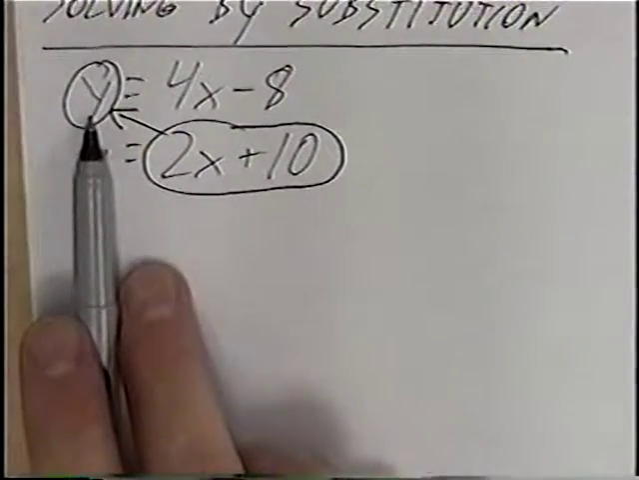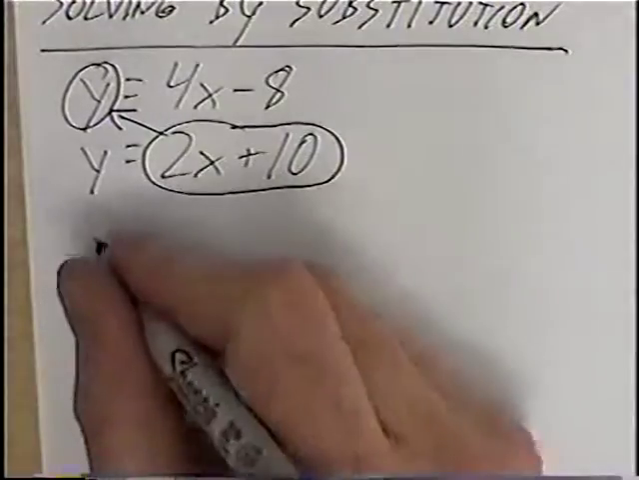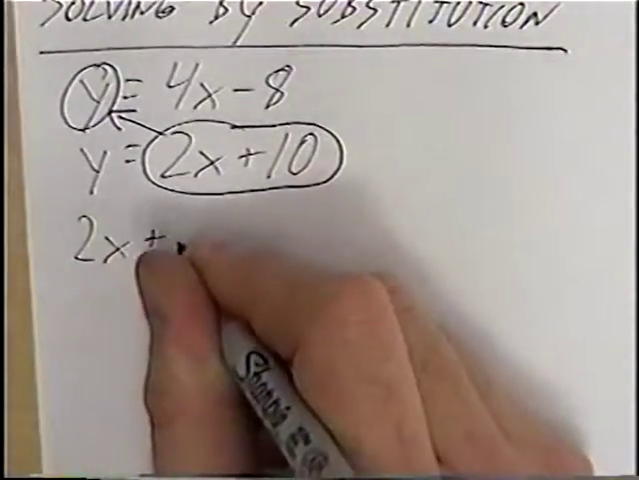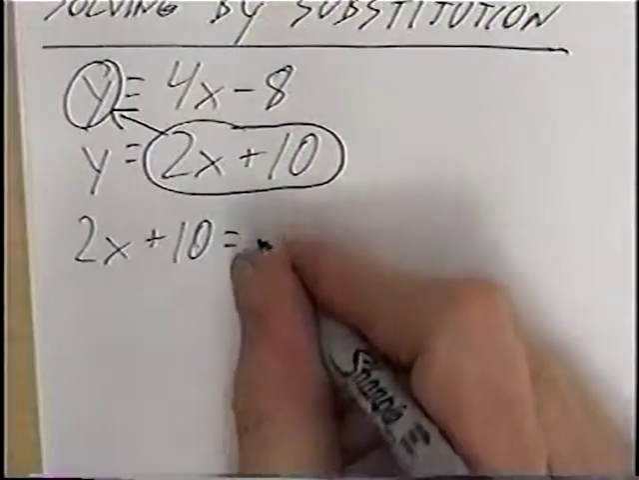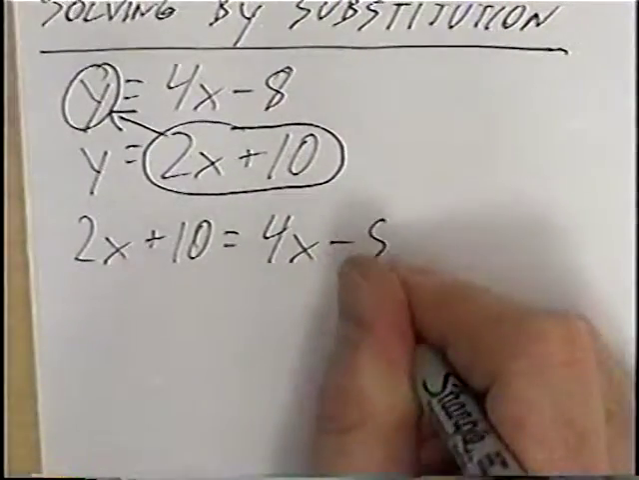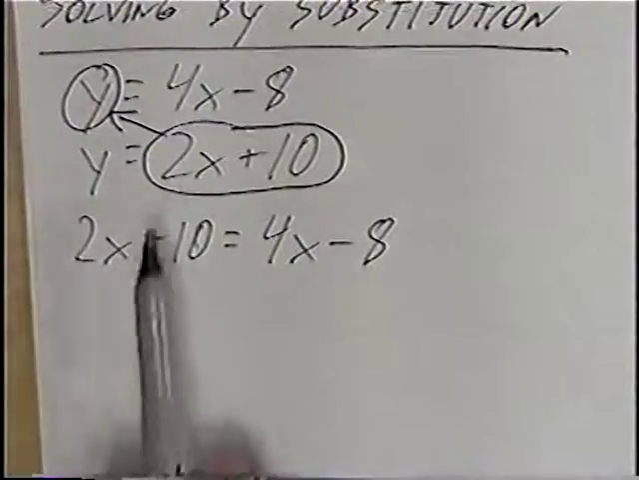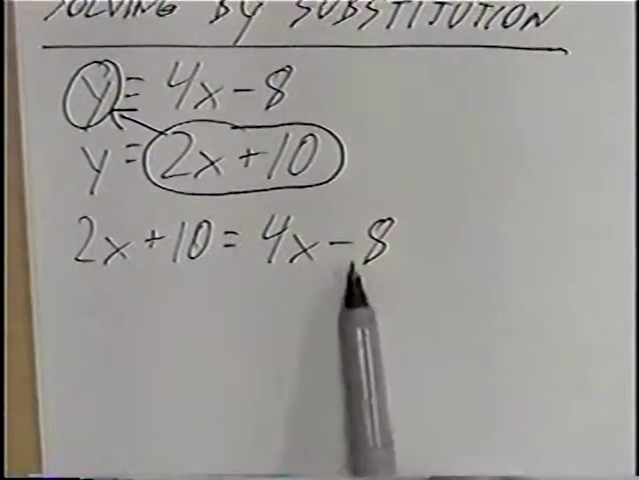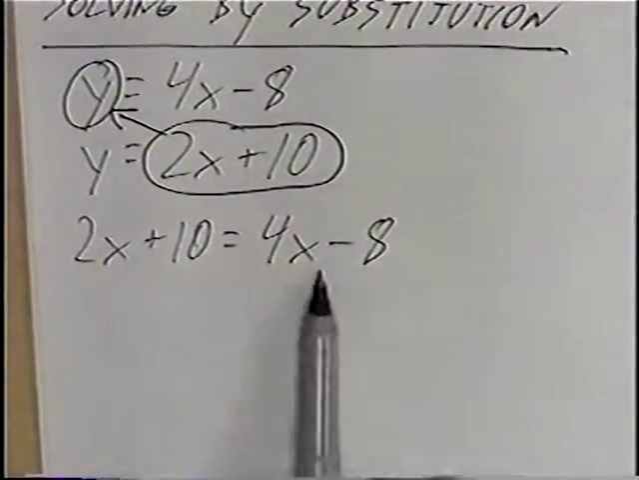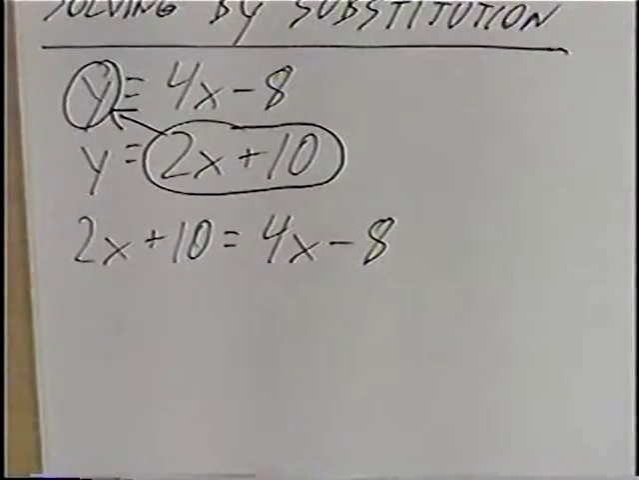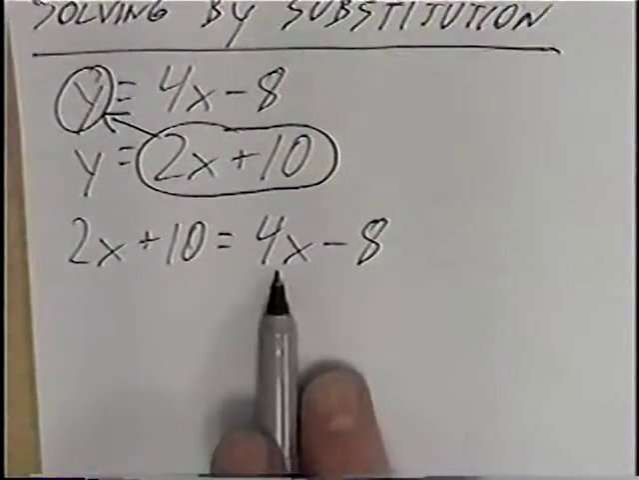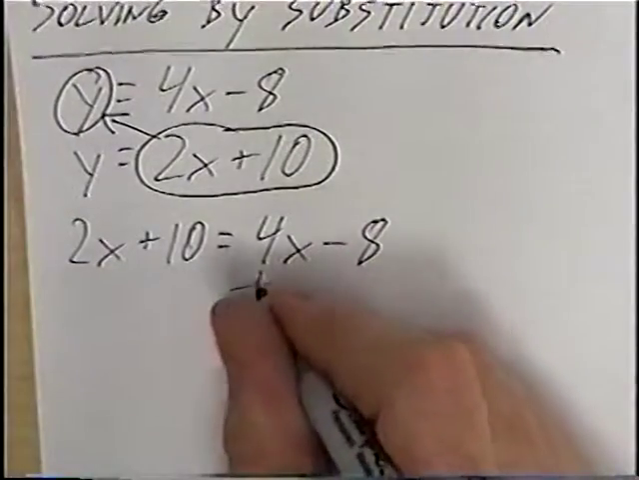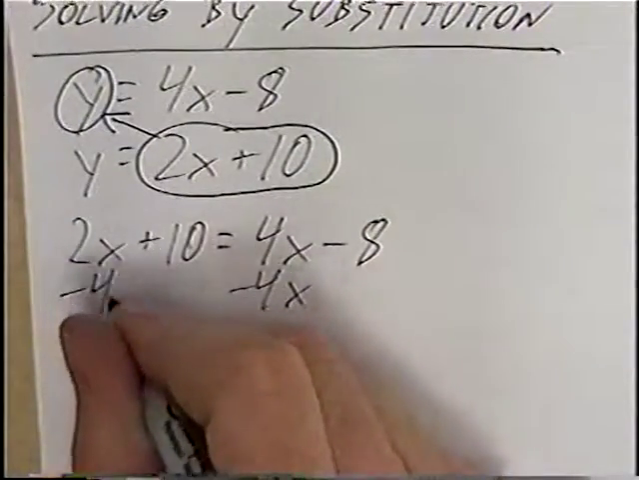Rewriting the first equation, instead of y, again we'll substitute or replace with 2x plus 10, and that equals the second part of the equation, which is 4x minus 8. By using substitution, the y's are now out of the equation, and we can solve for x. Solve this equation for x. We'll put all the x's on one side of the equation. If we have a positive 4x, we can subtract 4x from both sides.